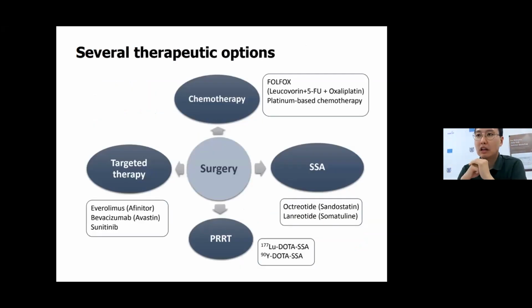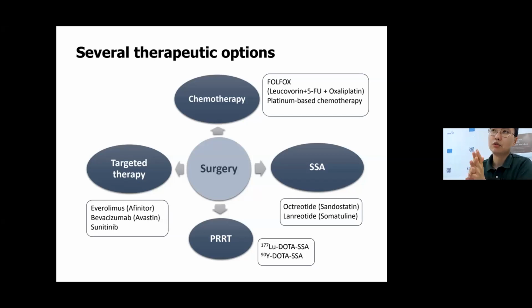For the therapeutic options of neuroendocrine tumor, surgery can be considered first. After the surgery, there are many kinds of therapeutic options. First, chemotherapy using FOLFOX or platinum-based chemotherapies. Also, a somatostatin analog such as octreotide or lanreotide can be used. And targeted therapies such as an mTOR inhibitor, or targeting the tumor vessels using bevacizumab or sunitinib, can be used.